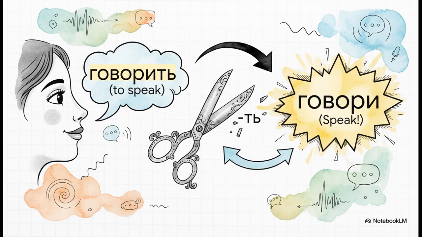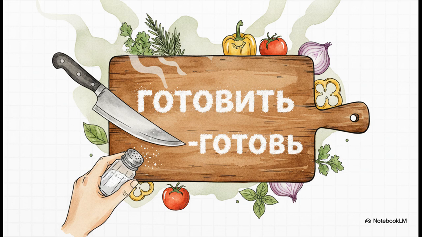All right, let's do another one. The verb for to speak is govorit. Let's break that down. Govorit. Again, govorit. Now we apply our rule, and it becomes govori. Listen, govori. Okay, give it a shot. Excellent.